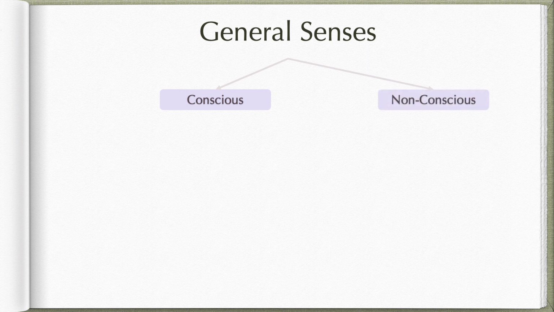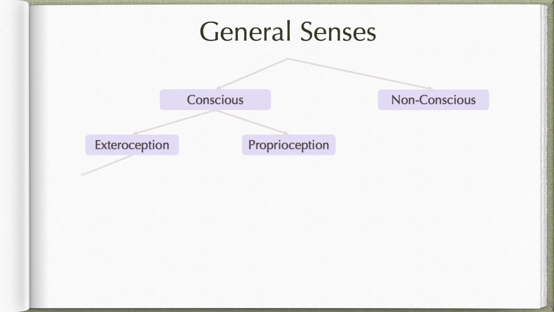General senses are broadly classified as conscious sensations or non-conscious sensations. Conscious sensations are of two types: the exteroception, that is the sensations which are perceived on the surface, and proprioception, that is the sensation perceived at a deeper level of the body, that is from the muscles, tendons, and joints.